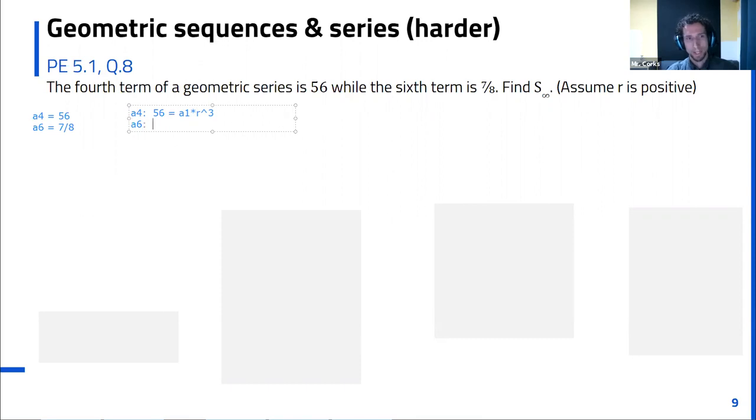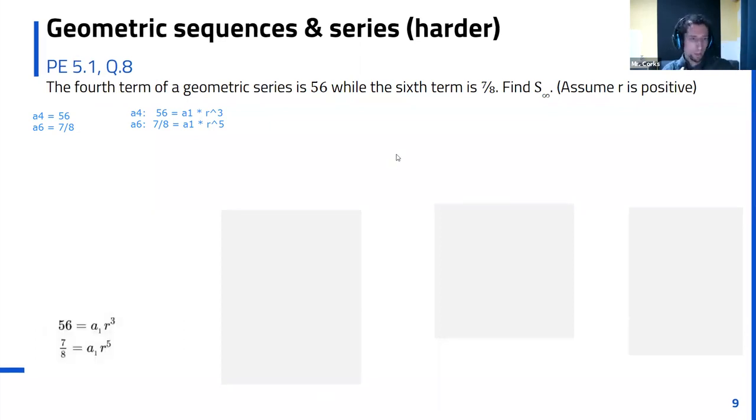But we were also told what A6 is equal to. A6 is 7 over 8. So we can build something here too. So A6, 7 over 8, is equal to A1 times R to what exponent? 5. Okay. Now, does that look like something we can maybe use? Two equations, two unknowns. No, but you can rearrange and then substitute. Okay, well, we can do something with this. This is a system of equations, two unknowns, so solvable. We can work with this.